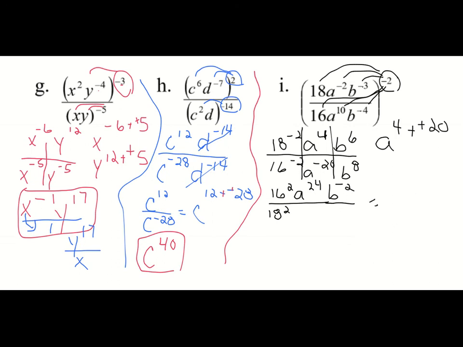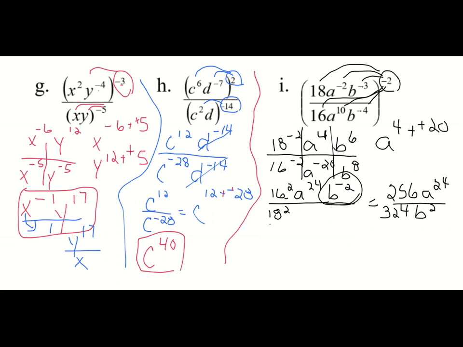The first thing I'm going to do is, once I have those positive exponents like 16 to the 2nd power, I want to see if I can simplify that. So I know 16 to the 2nd power is 256 because it's 16 times 16. And 18 to the 2nd power is 324. And then my a to the 24th, I'm going to leave it on the top. But that b to the negative 2nd, because it's negative, I'm going to bring it down to the bottom.